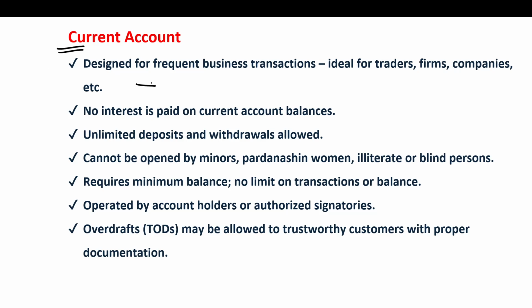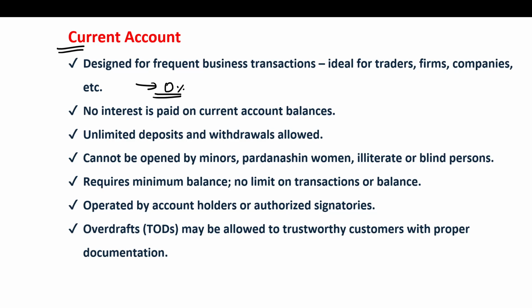So, bank does not pay any kind of interest on current account, and it is useful for those who have many day-to-day transactions. So you collect money, you withdraw money, you pay money. Ideal for the businesses, traders, companies, firms, and anyone like individual, company, partnership, club can open it. So there are no restrictions, but some certain sects are not allowed to open current account. We have already discussed it in the previous unit as well, like illiterate person, blind person, Pardanashin women, and minors. They cannot open current account in their name.